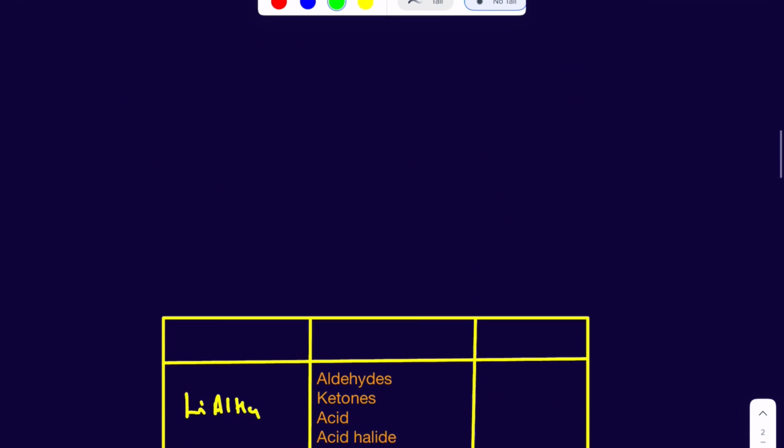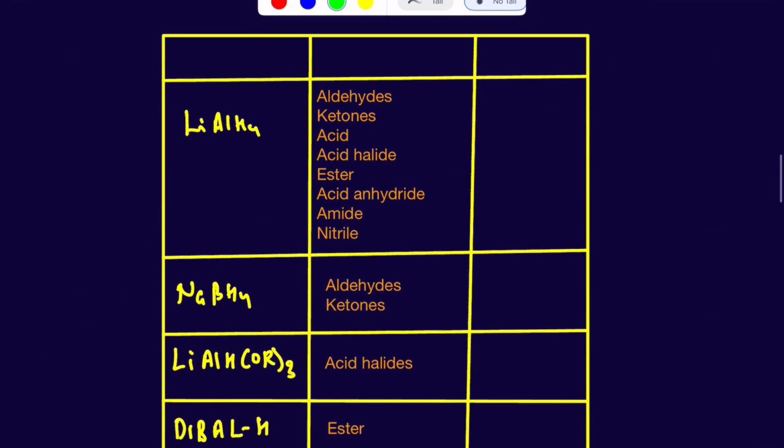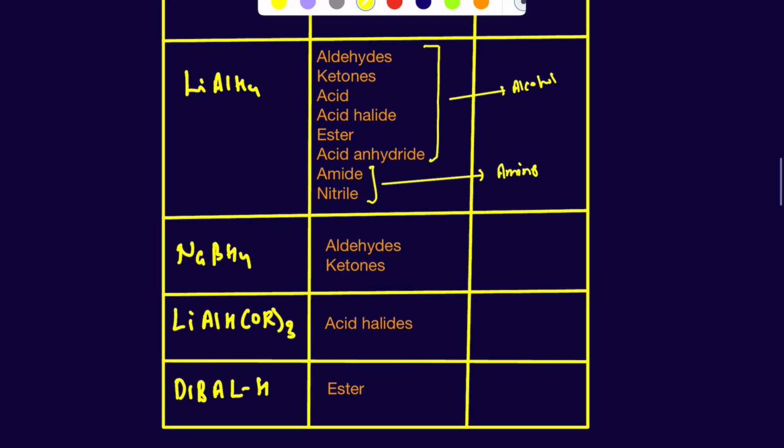So if I want to go ahead and summarize this, I have LiAlH4, which can reduce a lot of things. It can reduce aldehyde, ketone, acid, acid halide, esters, and hydrides. So all these right there, they get converted to an alcohol, all the way to an alcohol. Amides and nitriles, they get converted to an amine using LiAlH4. The NaBH4 is typically used to reduce aldehydes and ketones to an alcohol because it's not a strong reducing agent.